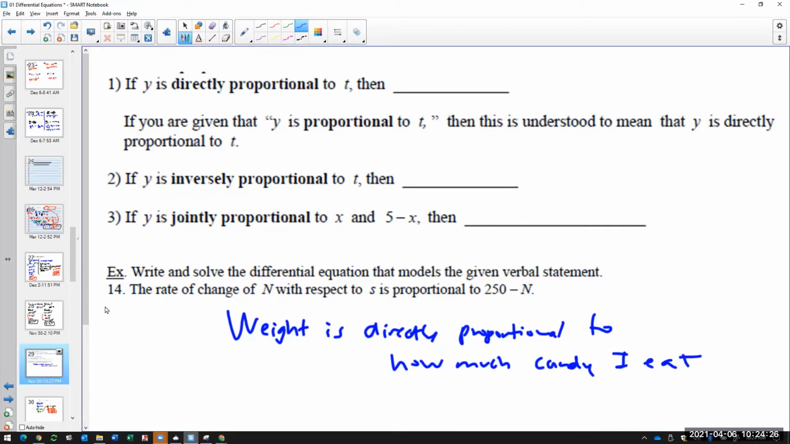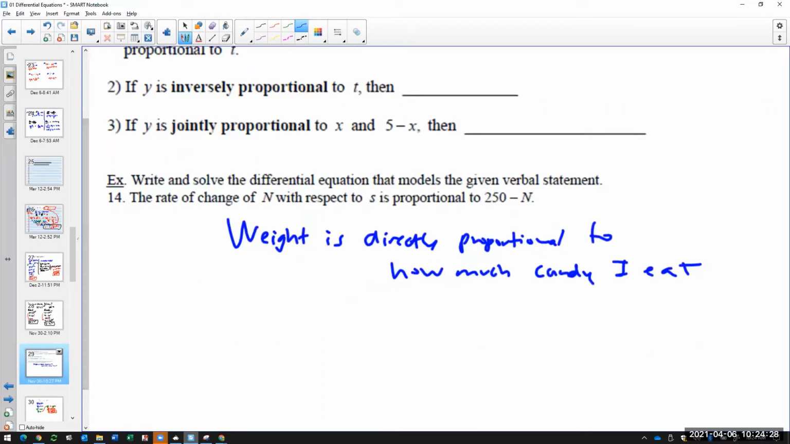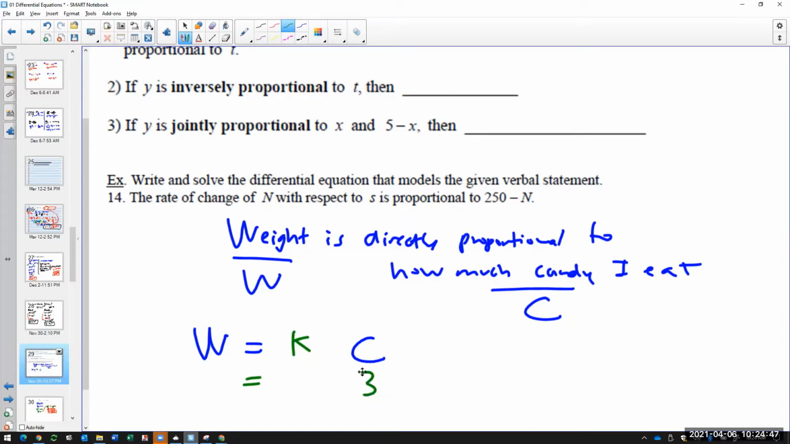then what that would mean is if I called my weight W and I called candy C, that means W equals some constant times C, being multiplied to get my weight. So for example, if I ate 3 pounds of candy, and let's say K was equal to 50, then that means I would weigh 150 pounds.